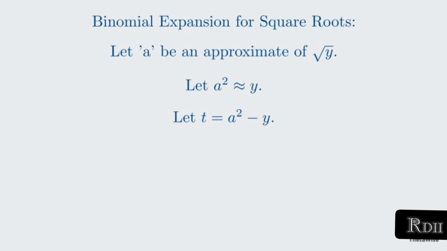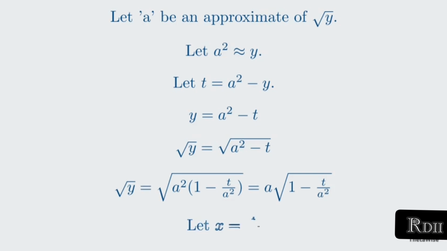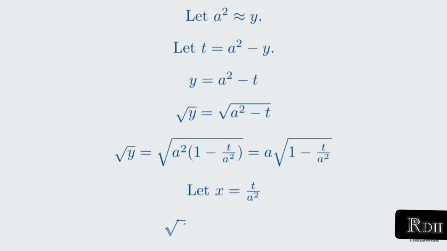Now we can write our square root as a function of this approximation. The square root of y becomes the square root of a squared minus t. We can factor out a squared to get a times the square root of 1 minus t over a squared. If we define x as t over a squared, we get a very convenient form: a times the square root of 1 minus x. This is exactly the form for the binomial series.